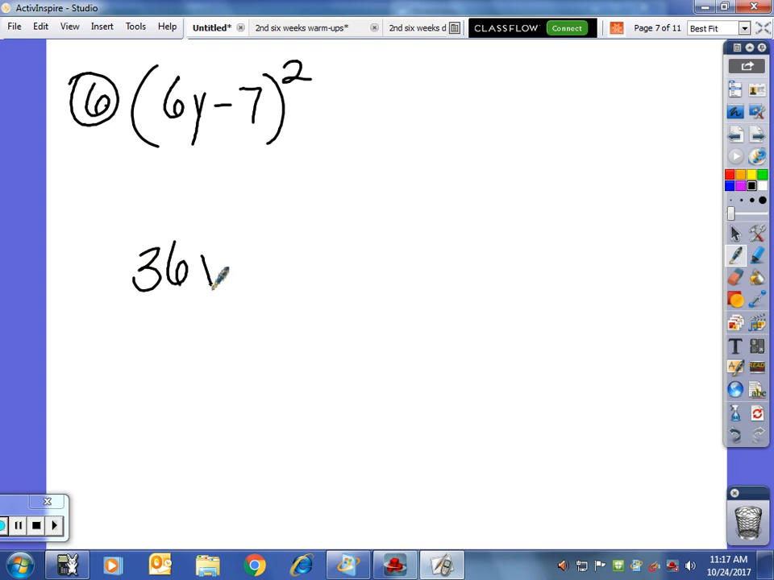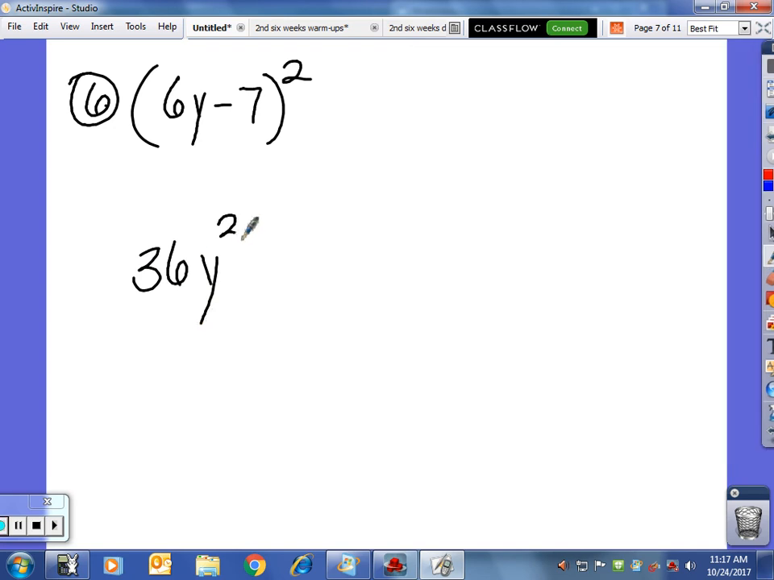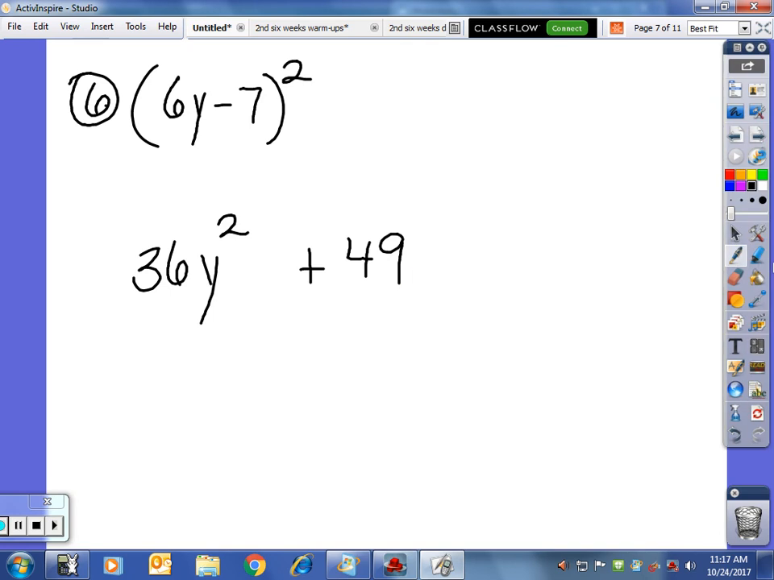Okay, that's what a lot of kids tell me at first. 36y squared plus 49. And to you I will say that's partially correct, but it is not correct. No, it is a plus. Guys, I'd love to explain to you how to do this if you would let me.